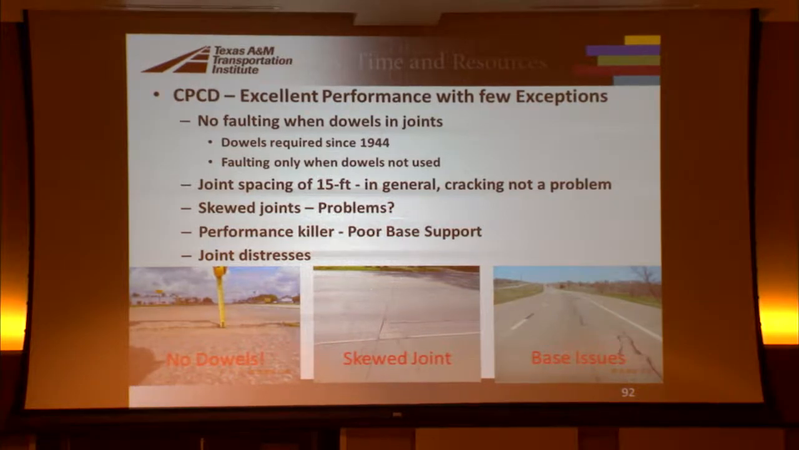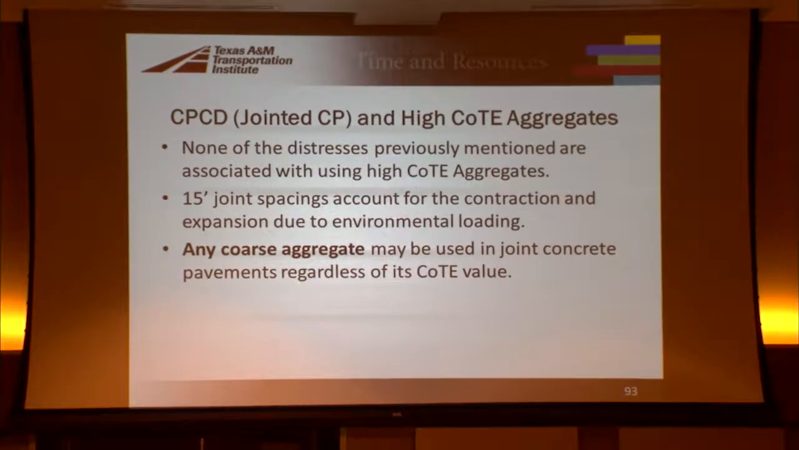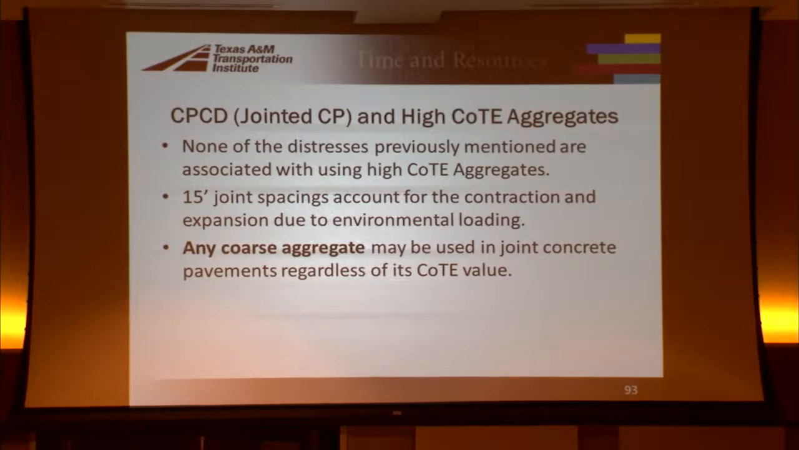Having a stabilized base underneath it, also handling your subgrade, such as swelling soil, doing enough treatment or even replacement, is needed in order to be sure you have a good performing pavement. So none of the distresses previously mentioned with CRCP have been found using high CTE aggregates in jointed pavement. And the 15-foot joint spacing has seemed to work out real well.